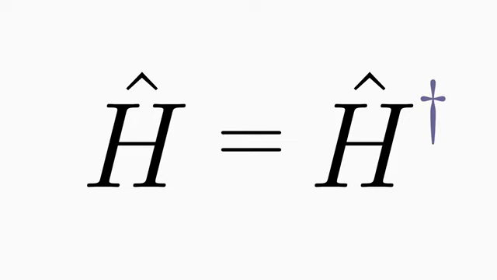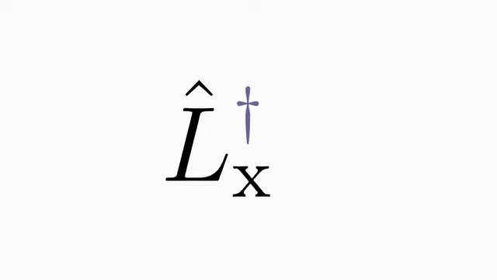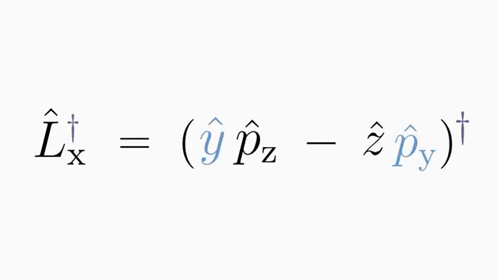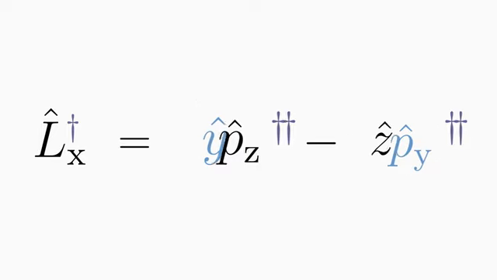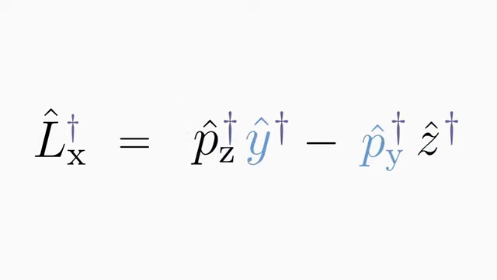So let us calculate Lx dagger. We know that the position operator and momentum operators are Hermitian operators. We can therefore use the property of antilinearity and pull the dagger into the parentheses. In the next step, we use antidistributivity. This swaps the two operators. Since the momentum and position operators are Hermitian, we can omit the dagger.